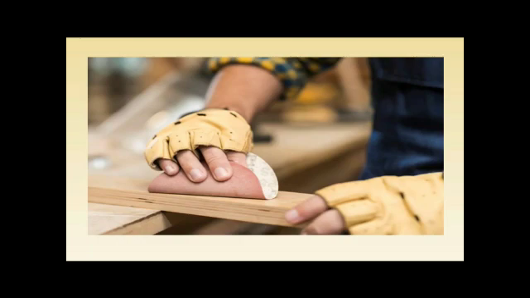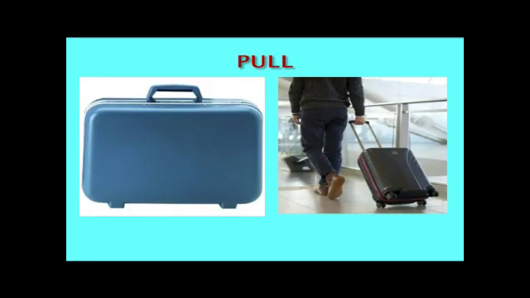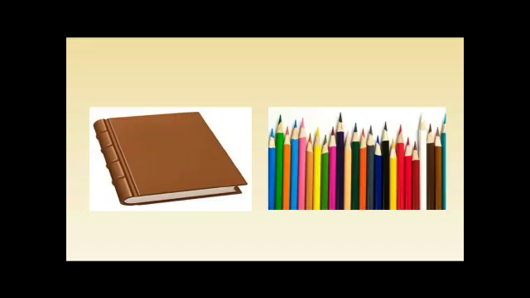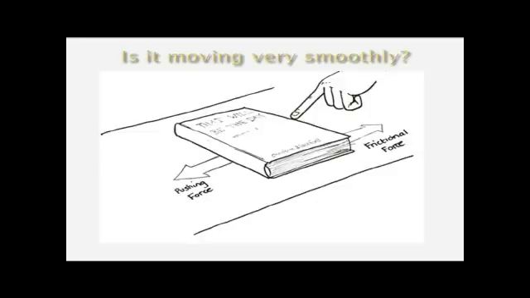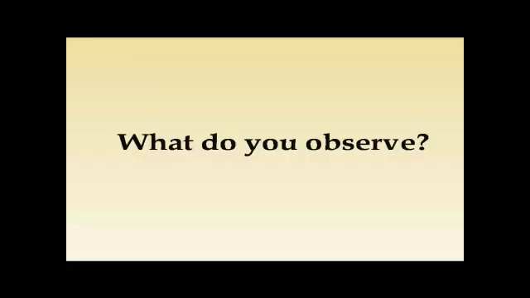Let us discuss another type of friction. Pull a suitcase and a trolley bag. Which one moves easily? Yes, your answer is correct. It is the trolley bag. Now take a book and a few pencils. Place the book on the table and push it. Is it moving very smoothly? Now place the pencils on the table and keep the book over them. Push the book. What do you observe?